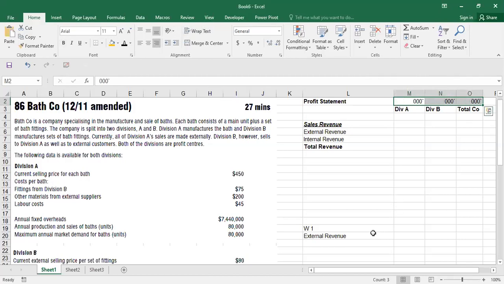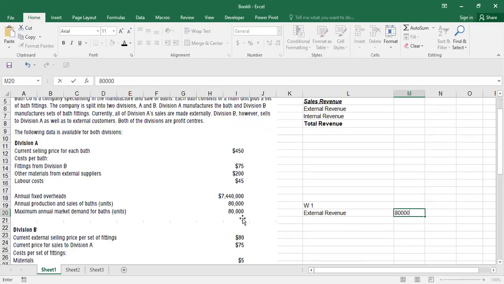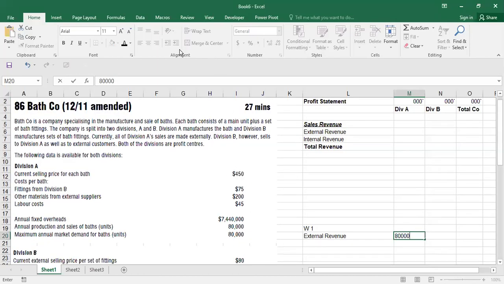So division A, their external revenue, how much are they producing? They are producing 80,000 units. And what is the price of each unit? The price of each unit was 450. This is given in the question, that they sell 80,000 and their price is 450. So this is going to be their revenue. So 80,000 into 450. This is what I need to do here.